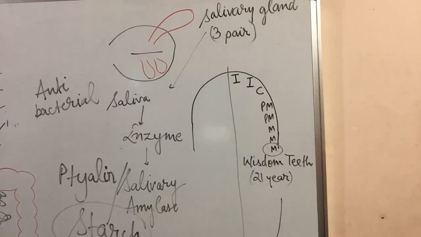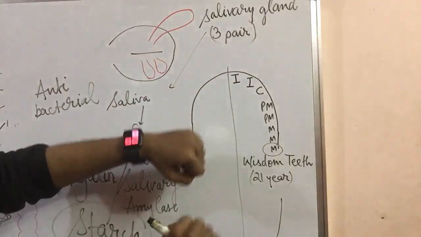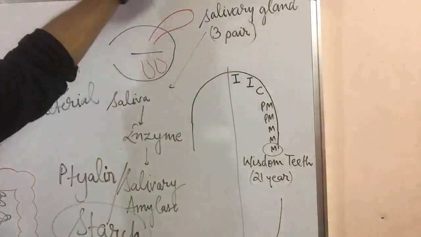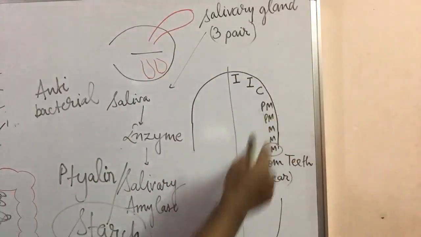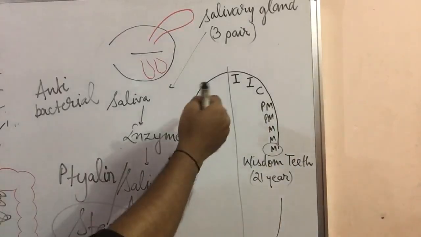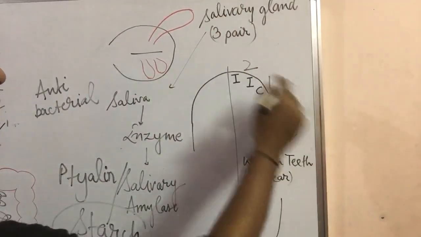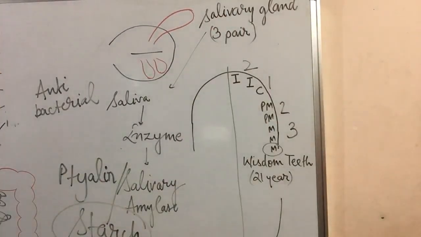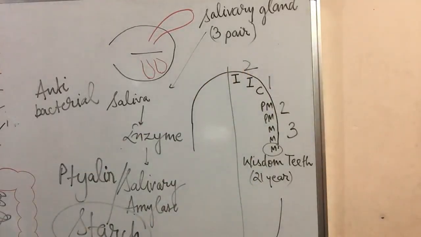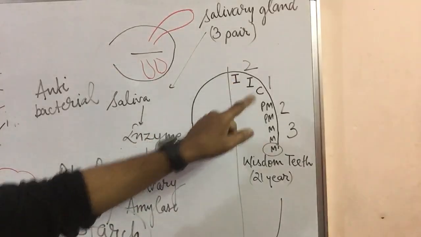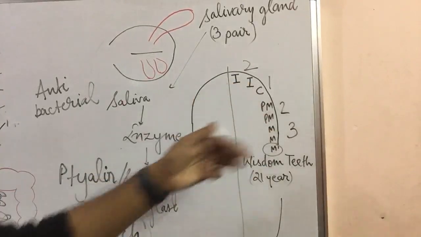Now we will discuss dentition, the types of teeth in human beings. There are mainly four types of teeth. If we open the whole jaw like this, this is the upper jaw, this is the lower jaw. In the upper jaw, half part we are seeing here, 2 1 2 3, which is known as the dental formula. What does this 2 mean? It means there are 2 incisors, 1 canine, 2 premolars and 3 molars.